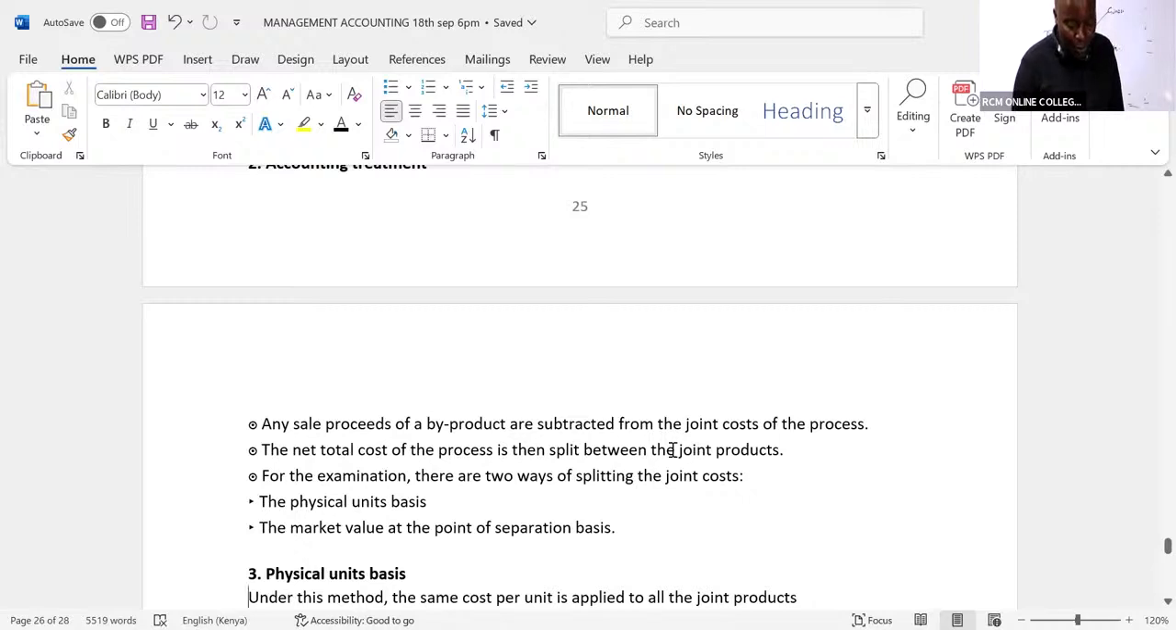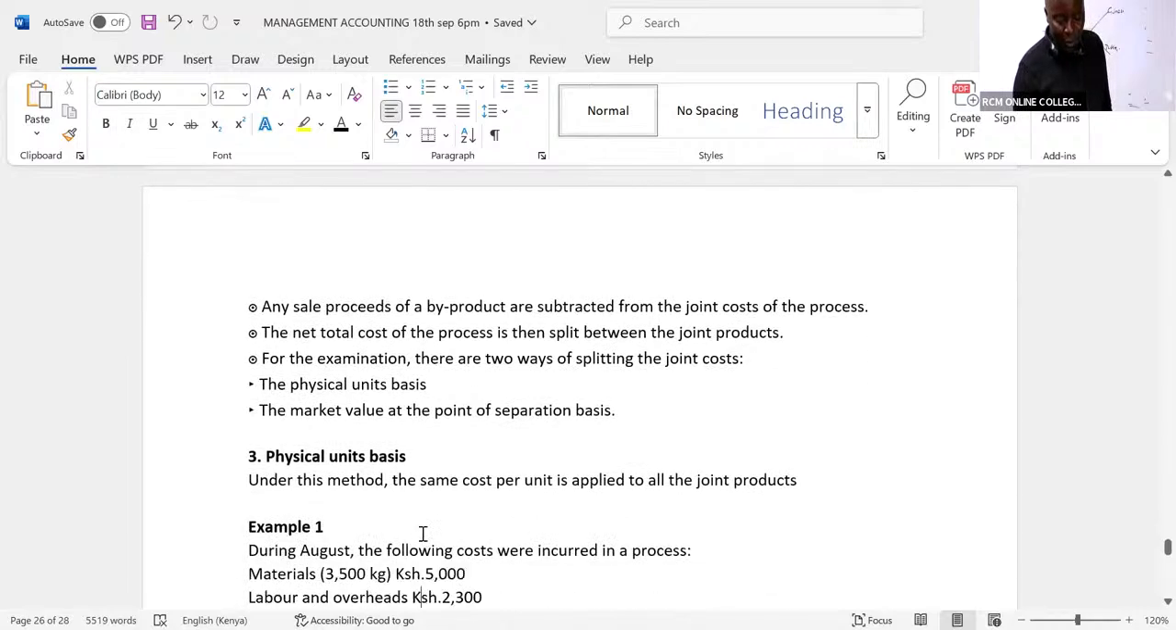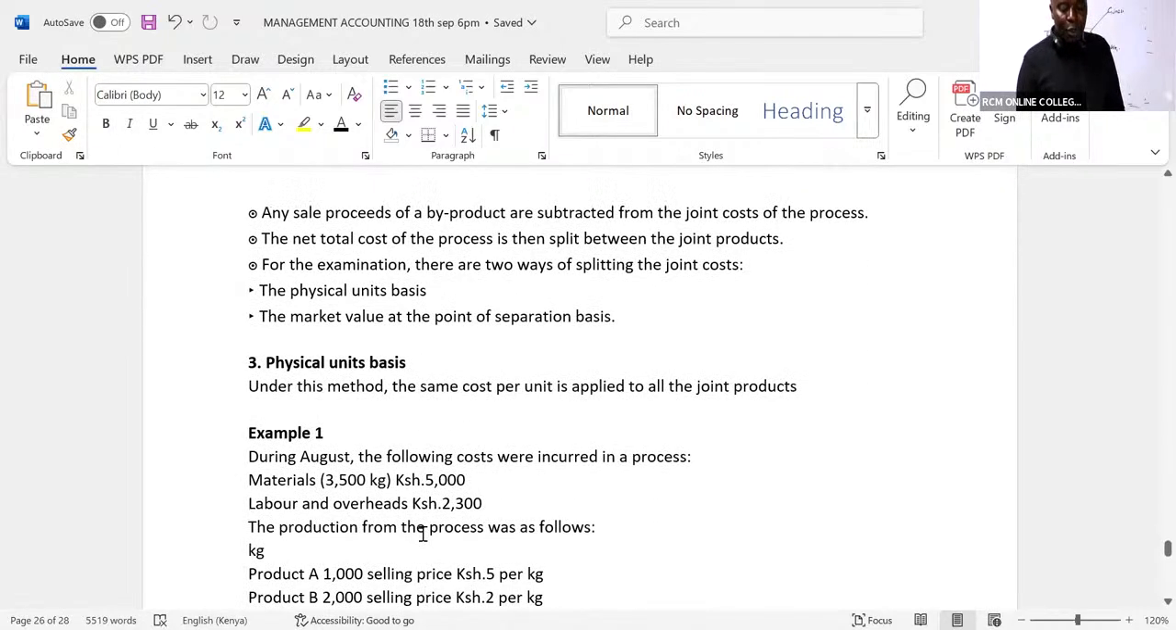For examination purposes, there are two ways of splitting the joint costs. We have the physical units basis. Number two, we have what we call the market value basis at the point of separation. However, I will still teach you a third method known as net realizable value. But if you look at your past papers, normally they want you to split the joint costs using physical units or market values. We start with the first one, which is the physical units basis. Under this method, the same cost per unit is applied to all the joint products. And I have an example one there.